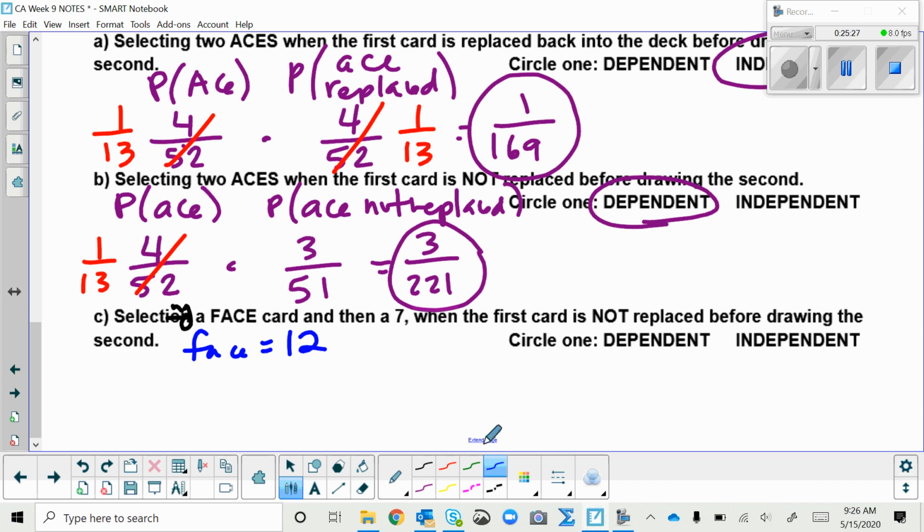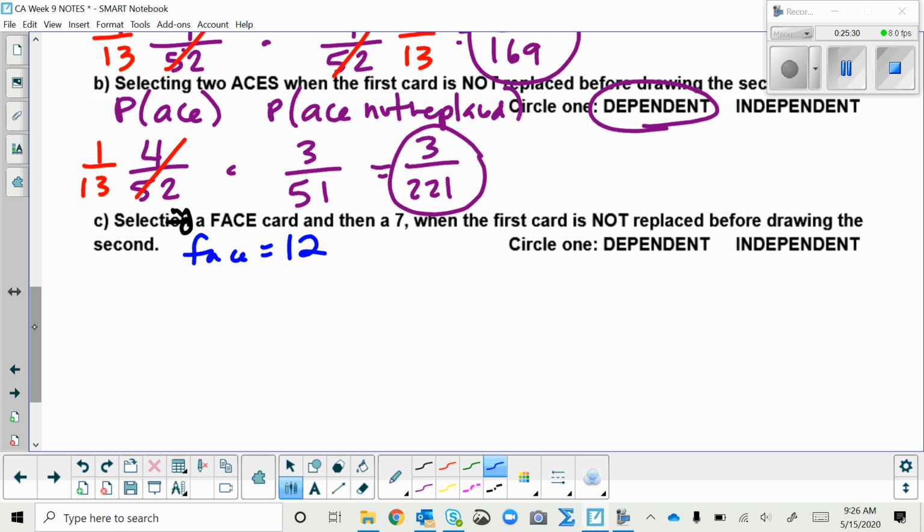So let's talk about the first probability, that we select a face card and then a 7. All right, so here's the first probability. The probability that you get a face card is 12 out of all the cards possible, which is 52. But then we want to know the probability that we get a 7 when the first card is not replaced before drawing the 7, okay? So times the probability of 7 with no replacement.